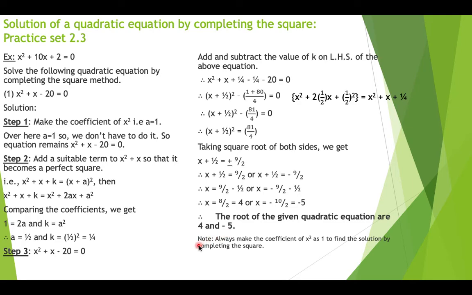Note, in this solving, always make the coefficient of x square as 1 to find the solution by the completing the square method. Now we will see some more examples based on this, so that it becomes clearer for you to understand it. Okay, now let us see this equation, x square plus 2x minus 5 is equal to 0.